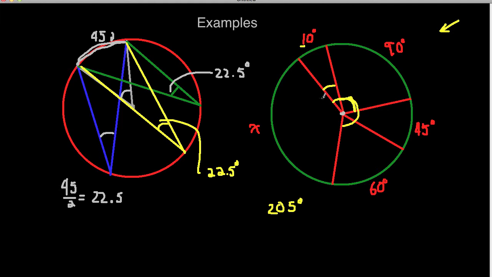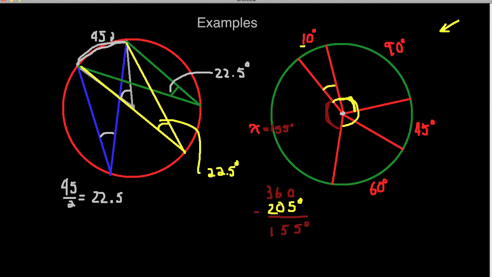If I want to find the measure of the angle x, shown right here, the measure of this angle is going to be 360 minus 205. So I have 360 degrees, and I subtract from that the 205 degrees, and that gives me 155 degrees as the measure of angle x. So I have x equals 155 degrees.